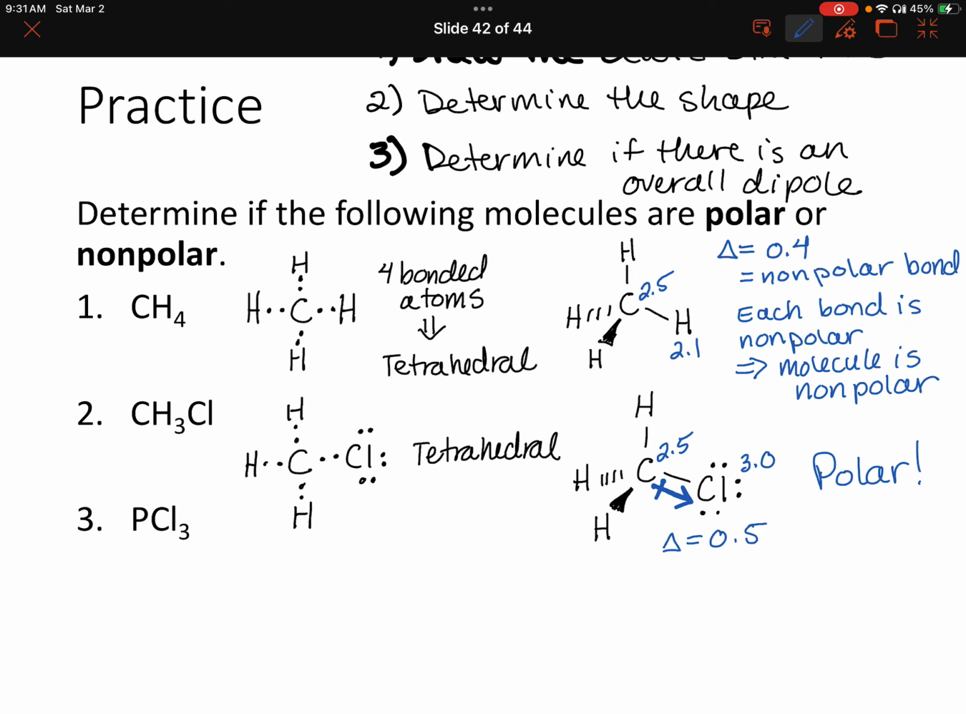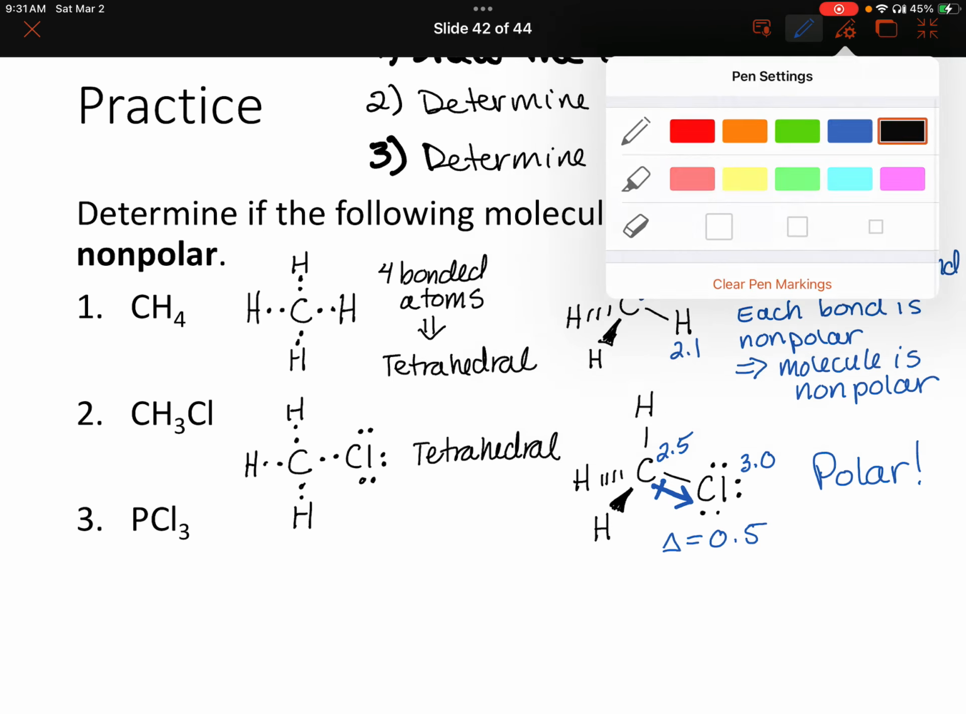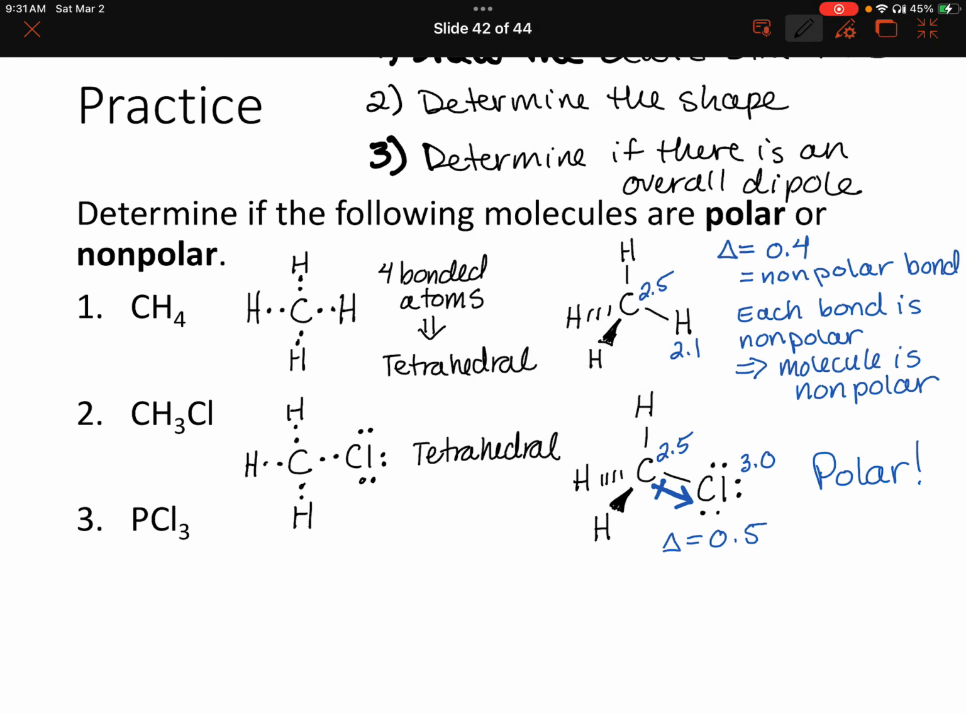All right, so let's look at our last molecule, PCl3. So phosphorus should be in the middle because it is by itself, but it also can make the most bonds. Chlorine can only make one bond. And then phosphorus is in group 5 of the periodic table, so it has 5 valence electrons, similar to nitrogen. And then each chlorine will have 7 valence electrons. So we'll just start pairing those up with phosphorus.